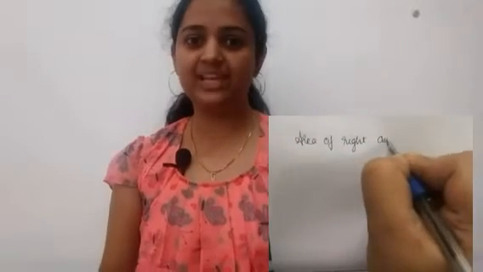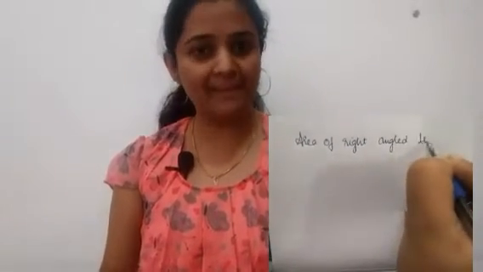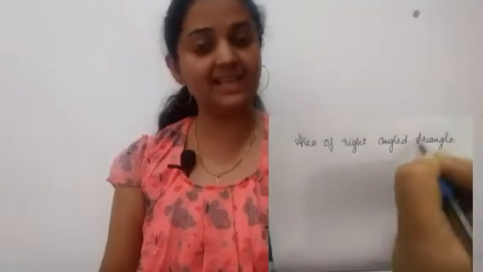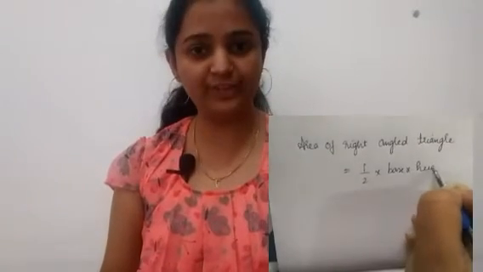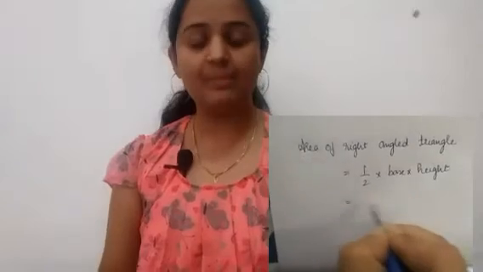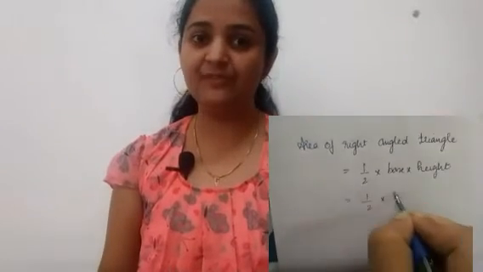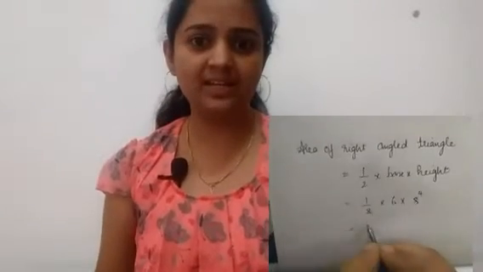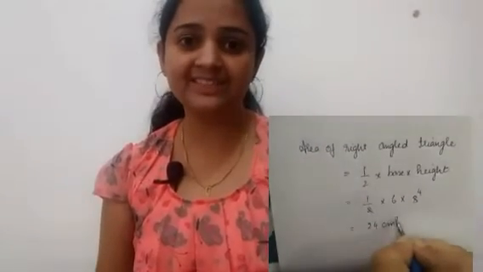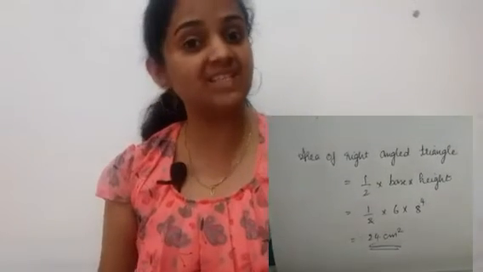Area of a triangle is equal to half into base into height. Here base is 6 cm and height is 8 cm. So it is equal to half into 6 into 8. By simplifying, we will obtain it as 24. Did you get 24 cm square? The dimension of area will be always in square. So we need to write it as 24 cm square.